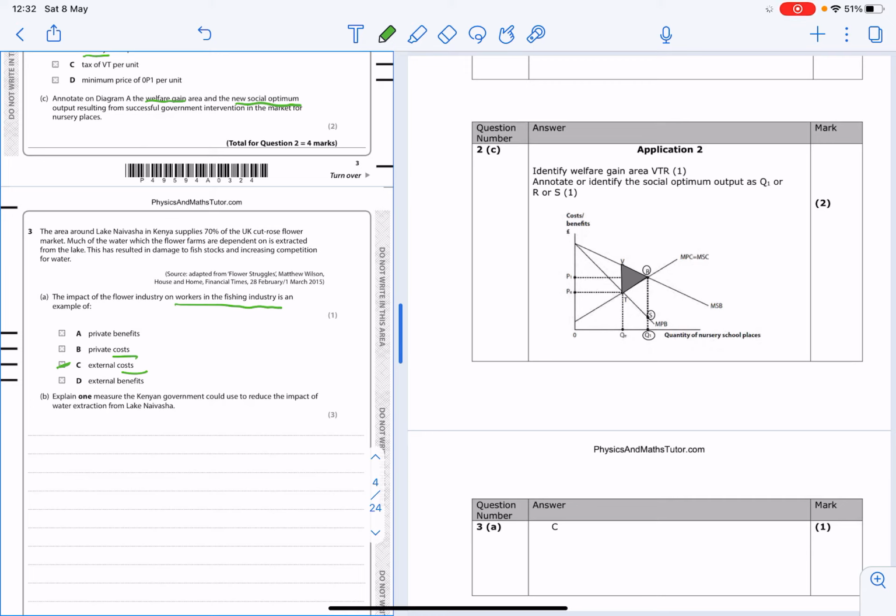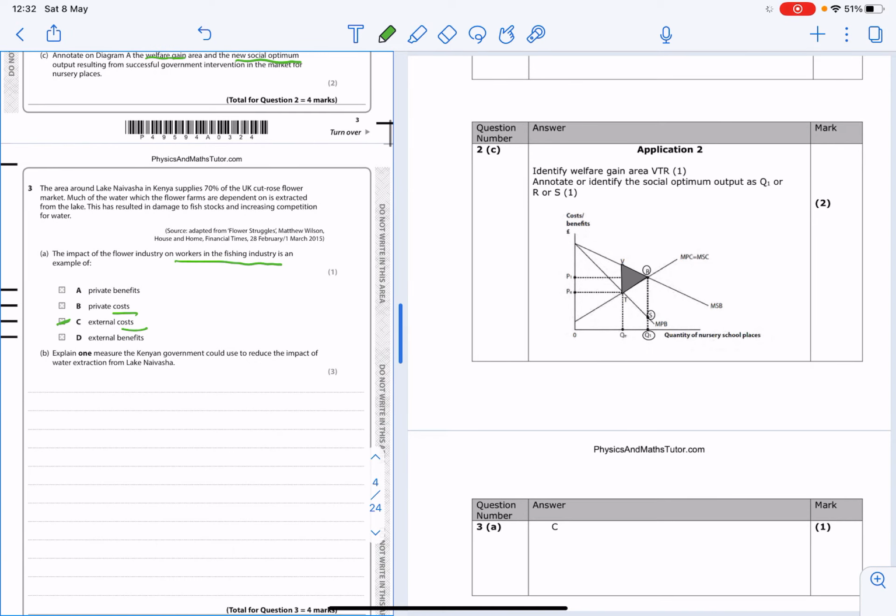Explain one measure the Kenyan government could use to reduce the impact of water extraction from Lake Naivasha. So they need to step in and stop the flower companies taking so much water. So there's lots of things that they could do, and then you've got to explain as well. So maybe they could put regulation in place, they could limit how much water they take, they could maybe tax them. And you have to think about which one of those is going to be the easiest to explain.